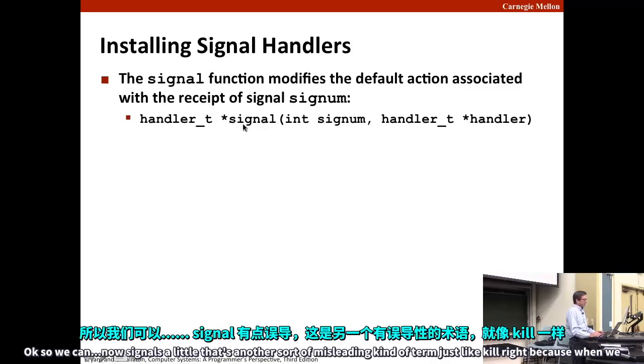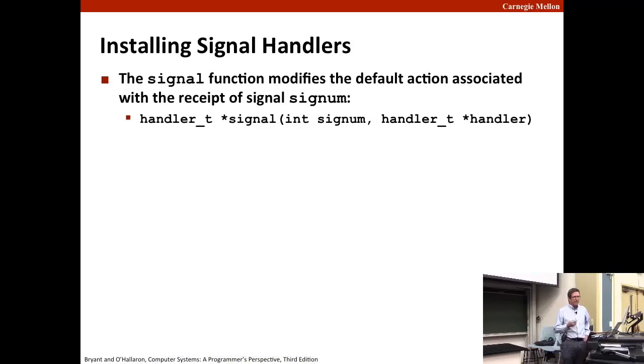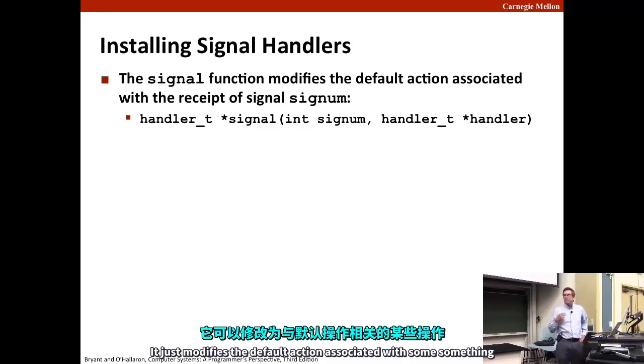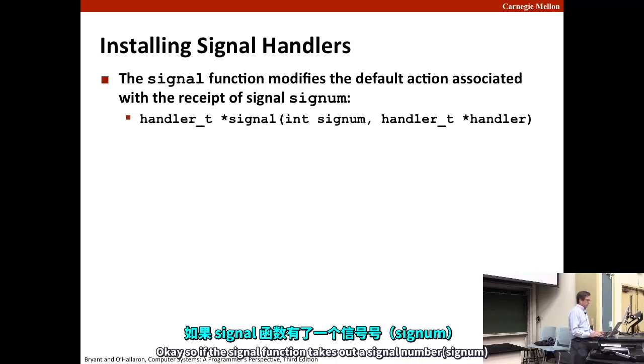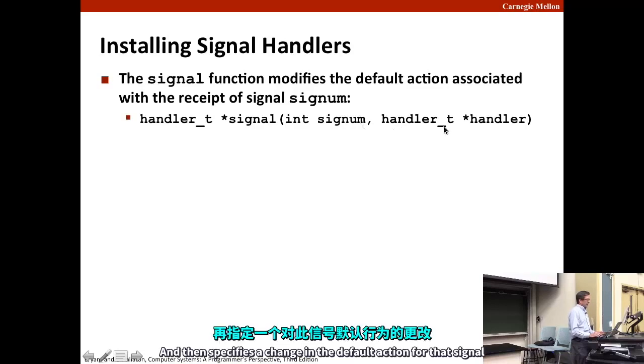Now, signal is another sort of misleading term, just like kill, right? Because when we send a signal to a process, we don't always want to kill it. And signal doesn't actually signal anything. It just modifies the default action associated with some signal. The signal function takes a signal number and then specifies a change in the default action for that signal.